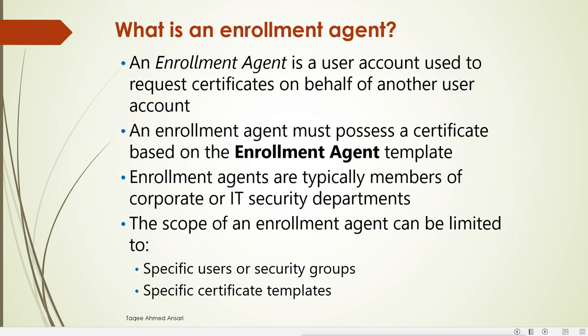We can configure the user to get the enrollment agent capability. We can make this possible by giving that user the certificate template called enrollment agent. So first we have to make sure the user has that certificate. Then for the certificate templates through which we want to enroll using that user, we will give the permission in the security. We will give the permission only to that user.